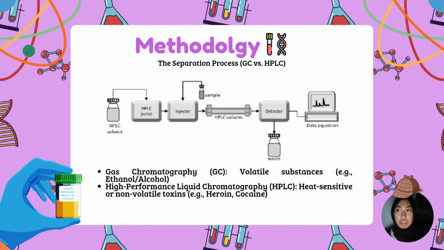As the diagram shows, a mobile phase forces our sample through a tightly packed column. Because different chemicals travel at different speeds based on their structure, they spread out. By the end of the line, a chaotic mixture is perfectly separated into pure individual compounds.